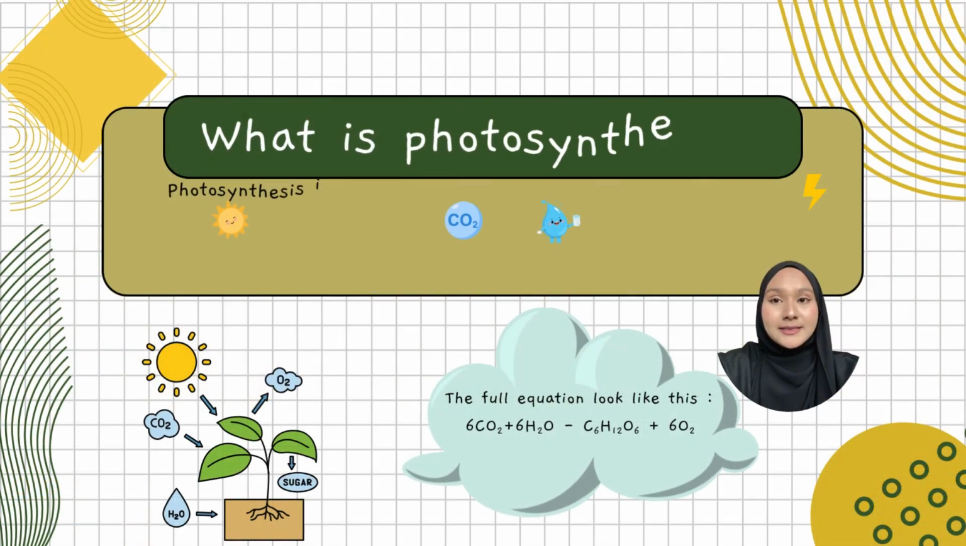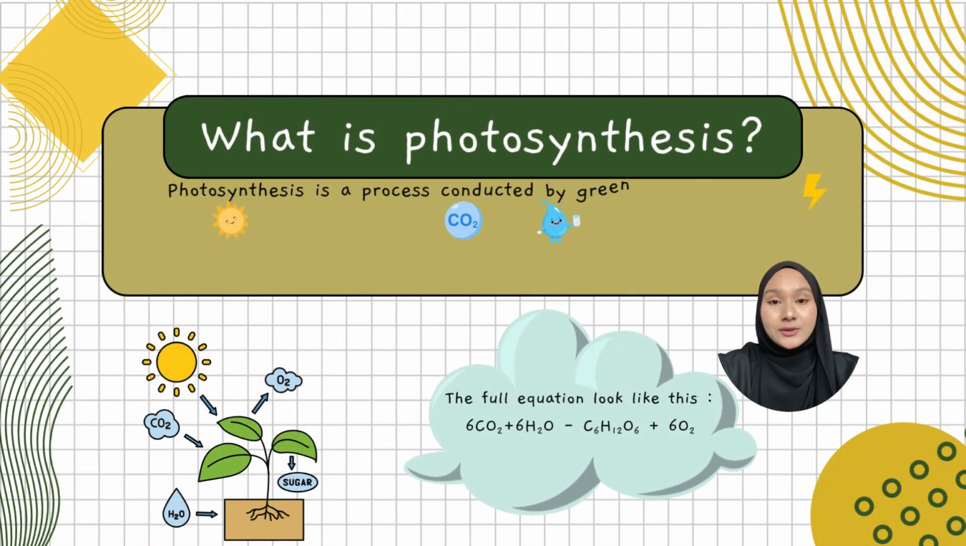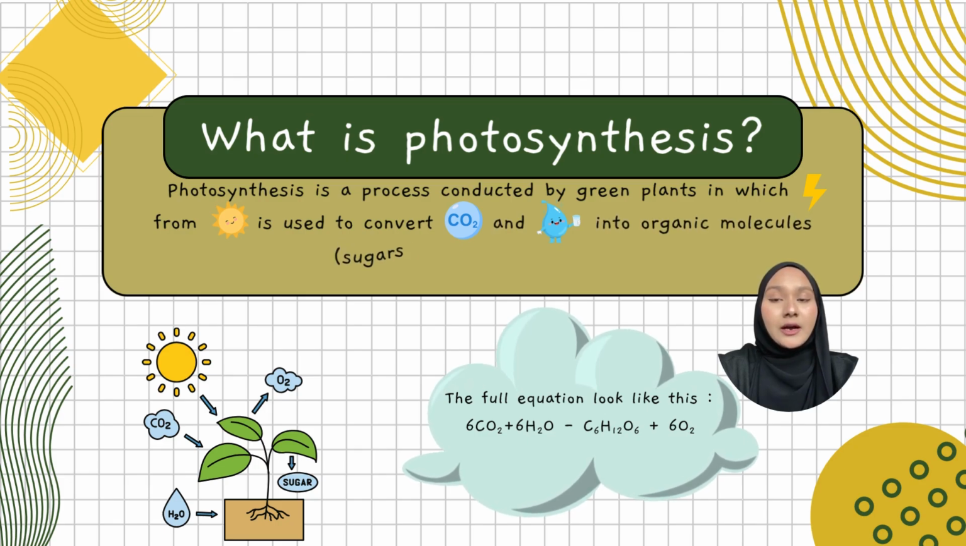Let's start with the most basic question. What is photosynthesis? Photosynthesis is the process by which green plants use sunlight to convert carbon dioxide and water into glucose, which is their food, and oxygen as a byproduct. The equation for photosynthesis is 6 molecules of carbon dioxide and 6 molecules of water are converted into 1 molecule of glucose and 6 molecules of oxygen with the help of sunlight.